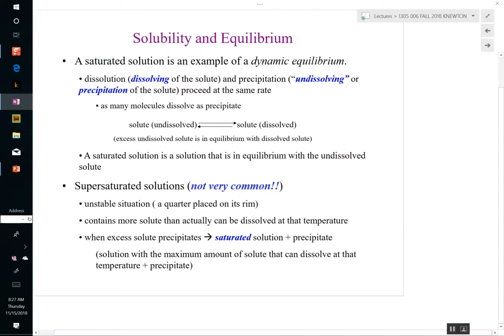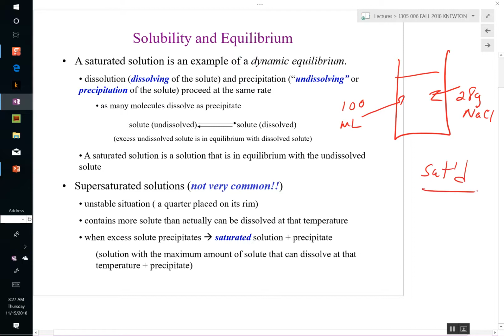Okay, I'm going to just wing by this. If you had 28 grams of sodium chloride in 100 milliliters of water, we would say that solution is saturated. And if you want to make a saturated solution, you just keep putting it in there until you start seeing some of the material sitting at the bottom of the container. Then you know it's saturated.